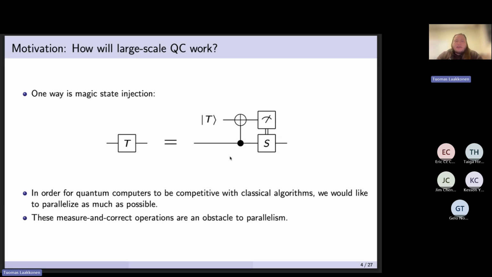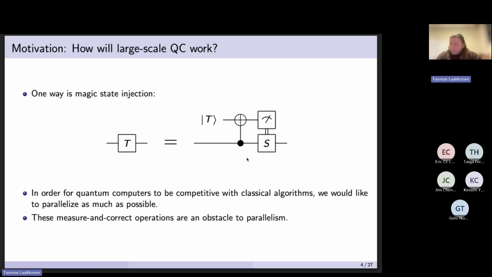And the idea is that if you want to implement this T-gate on the left, you can instead prepare a magic state, which I'll call the T state, and use only Clifford operations and measurements in order to perform the T-gate on the left using just the magic state on the right. If you have the magic state on an ancilla, you can perform a CNOT gate from the qubit where you want the T-gate onto the ancilla, and then measure it, and then apply some correction. And that correction is also a Clifford gate.